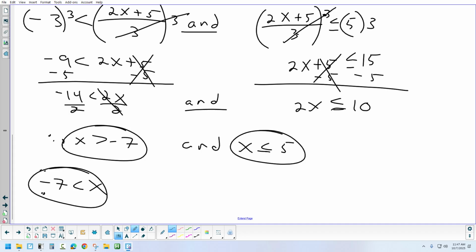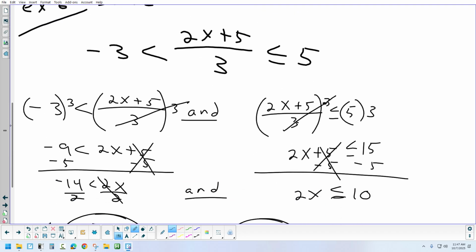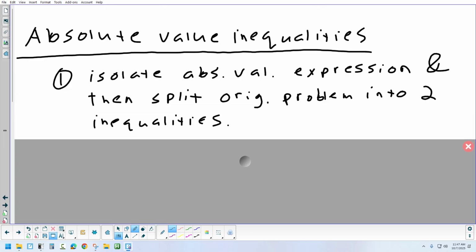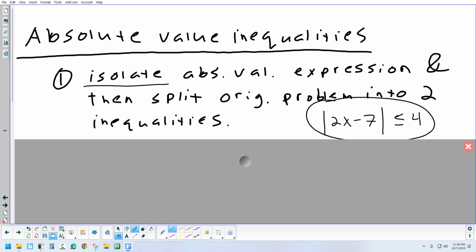So that method of splitting it into 2 problems is exactly how we're going to solve absolute value inequalities. We did absolute value equations yesterday. This is the same thing. We have to split it into 2 problems. But the first thing we have to do is make sure the absolute value is isolated. So if I have this, is the absolute value isolated? I'm not going to solve this problem, but is it isolated right there?